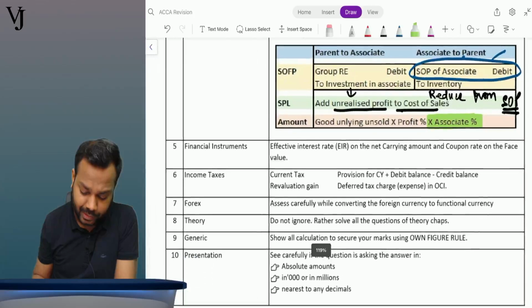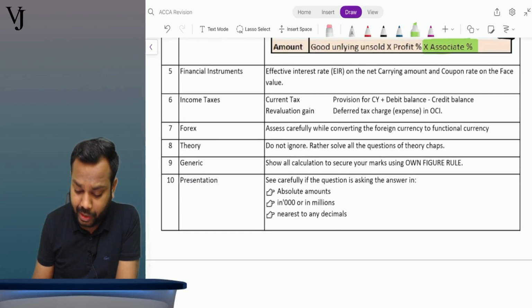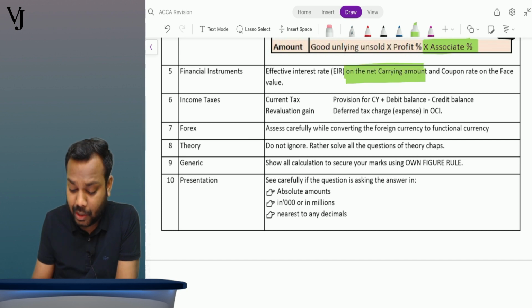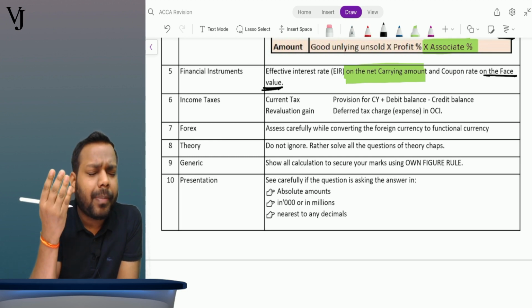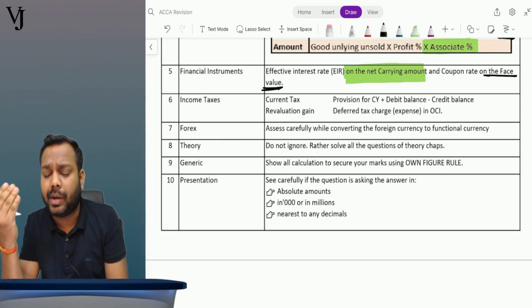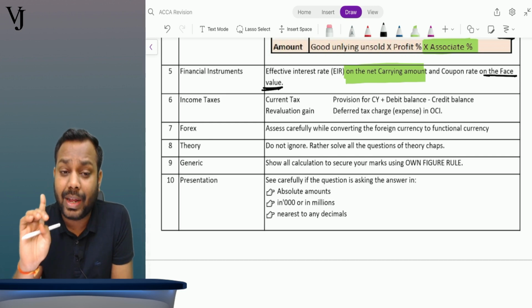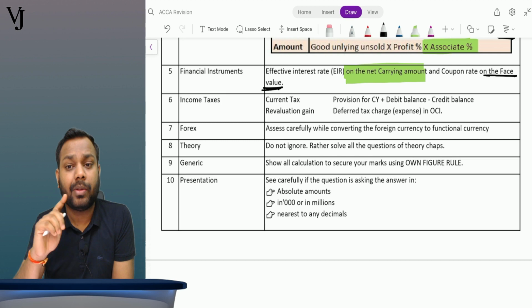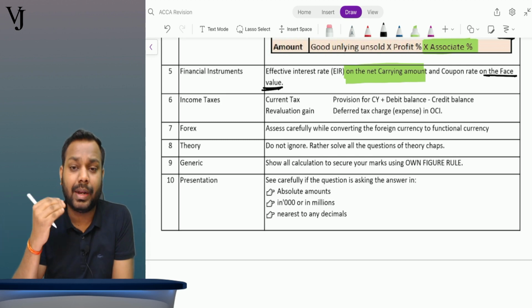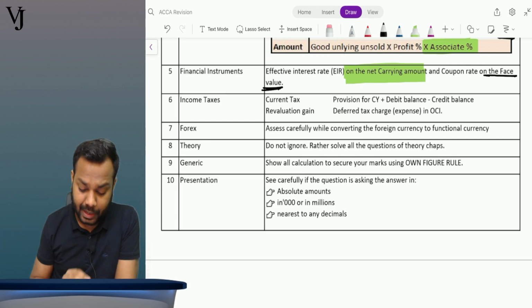Okay, the next point, financial instruments. Effective interest rate is calculated on the net carrying amount, while the coupon rate is calculated on the face value. Again, a student makes a mistake here. They get confused: sir, on which to apply effective interest rate, on which to apply coupon rate? So coupon rate will be applied on the face value of the asset or a liability, but effective interest rate will be applied on the net carrying amount. Okay, now income taxes.